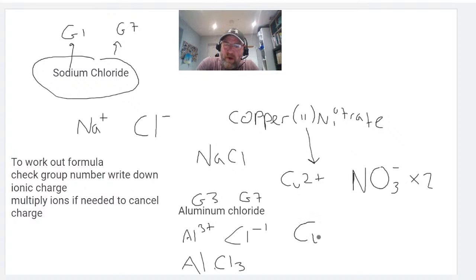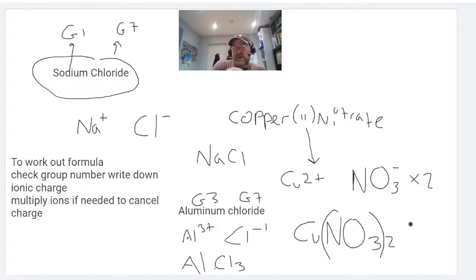But why would I need brackets? Check this out. I want to times this by 2, the NO3, put my 2 there. It looks like 32. I have to get some brackets in there. So that's when you're going to put your brackets in. Like that, Cu(NO3)2. If it's a transition metal, they will always.